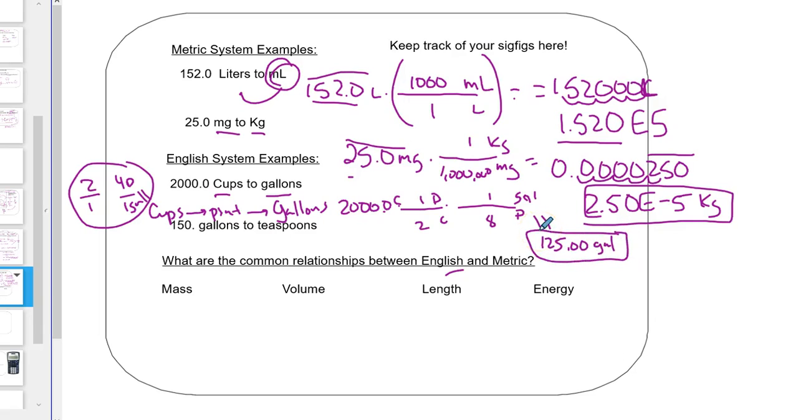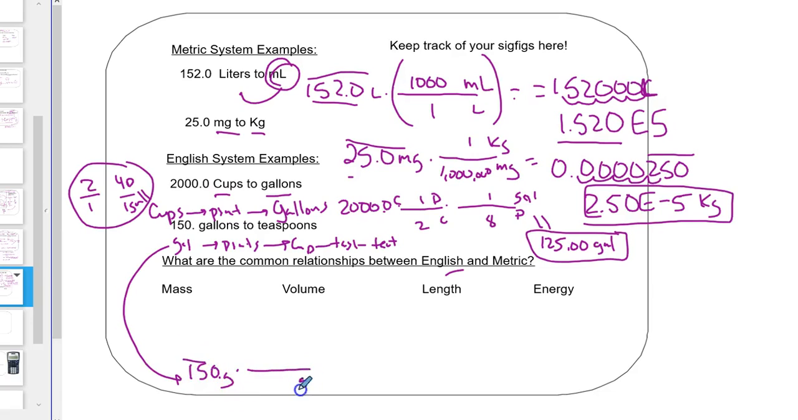Alright, gallons to teaspoons. I'm going to give myself a little bit more room here. I'm just going to have to run all the way from gallons to pints to cups. It's going to be all the way down to tablespoons to teaspoons. I'm not sure why I got to pick such a long one, but let's do it. 150 gallons. That's 2 sig figs.